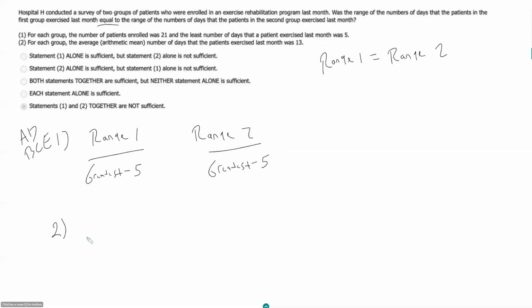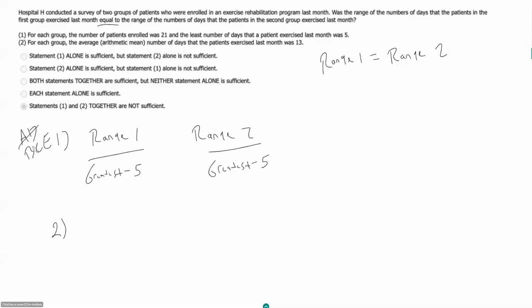For each group, the average number of days that the patients exercised last month was 13. Okay, so knowing that the average is equal to 13, that doesn't tell you anything about the greatest value or the smallest value. So if the average is 13, that means all of your values could be equal to 13. Your range would be 0 for each group, or you can have where one of the groups has some values above 13 and some values below 13. That's not going to have a range of 0, so this is insufficient.